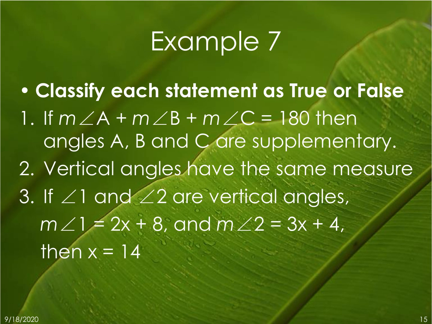It says classify each statement as true or false. Please read carefully. Looking at number 1, if the measure of angle A and the measure of angle B plus the measure of angle C equals 180, then the angles A, B, and C are supplementary. Is that true or false? Think of vocabulary, think of definitions. Katya? False. Why would it be false? Because they're 3 angles, and what's the definition of supplementary? Good. 2 angles added together equals 180. So this one is false.